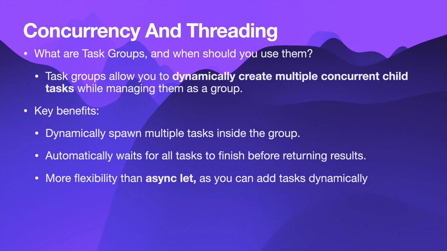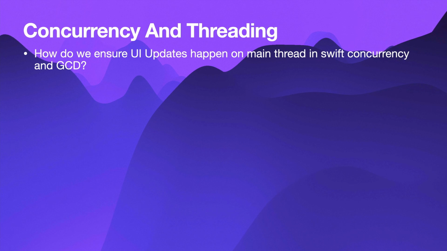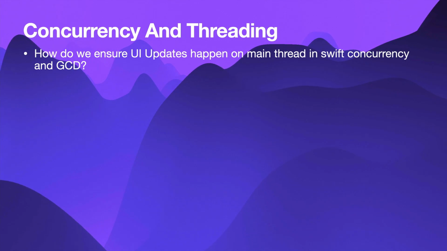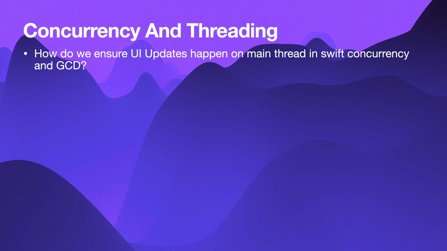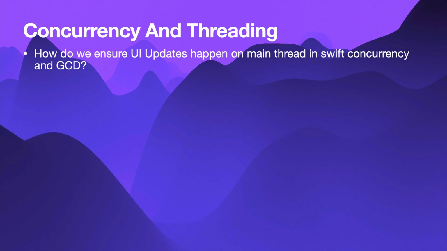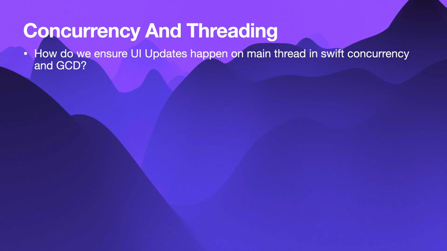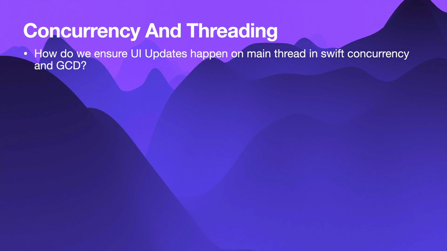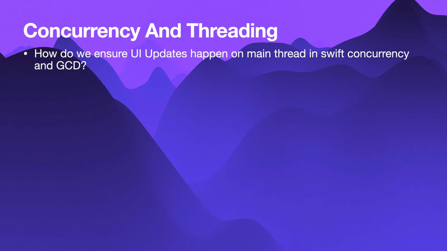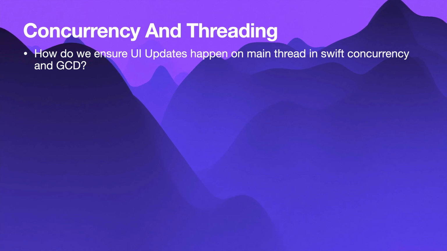And to wrap this section up, guys, we have a more basic question. How do we ensure UI updates happen on the main thread in Swift concurrency and Grand Central Dispatch? So pause the video and see if you guys can think of the different techniques that we use to ensure that UI updates happen on the main thread. So imagine that you offload something to a background thread like a network call or some video or image processing. How do you ensure that that update happens on the main thread on the UI?